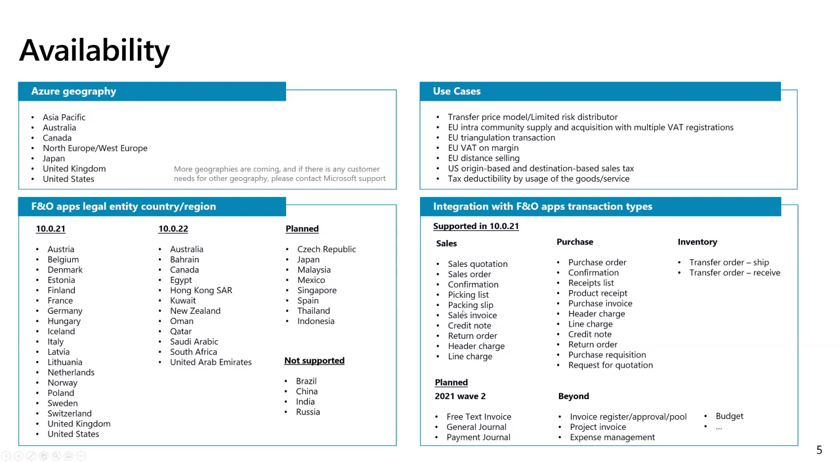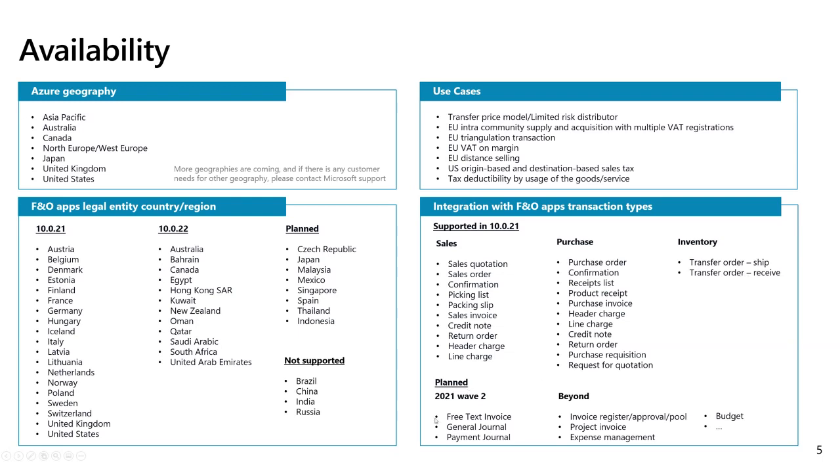And for the transactions we support, in 10.0.21, we support most of the sales transactions: sales quotation, sales order, packing slip, sales invoice. We also support most of the purchase transactions: purchase order, product receipt, purchase invoice, and we also support inventory transactions. As I introduced, transfer order, the shipment, and the receiving part will be supported.